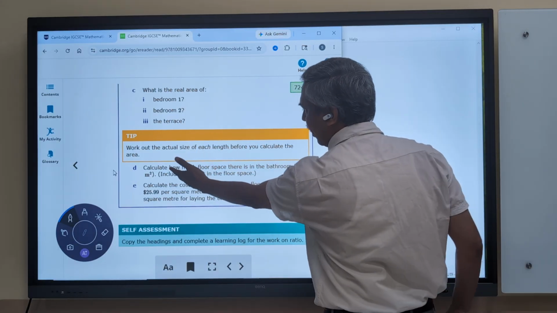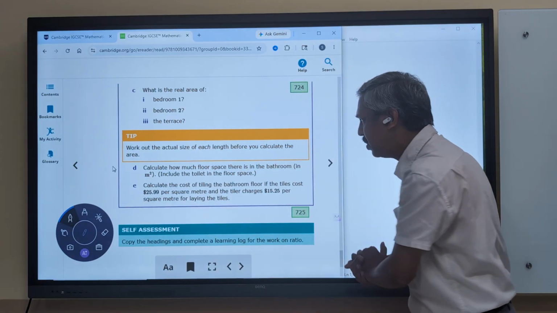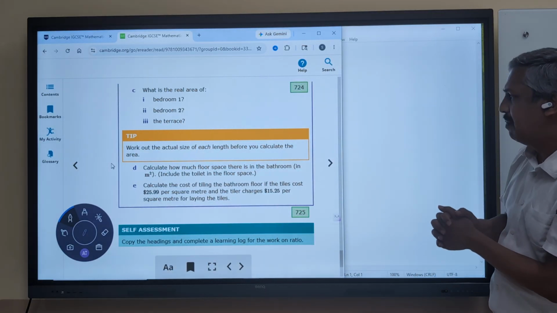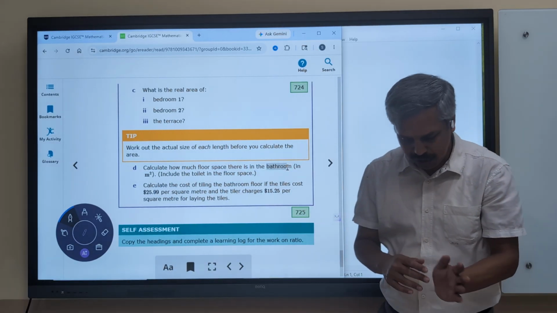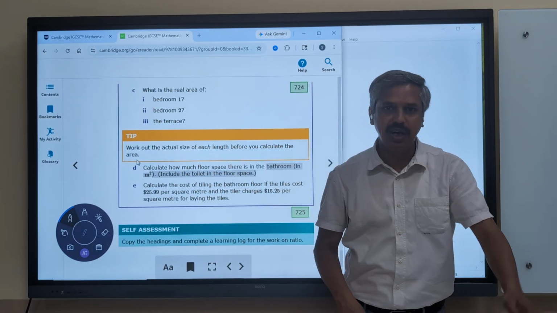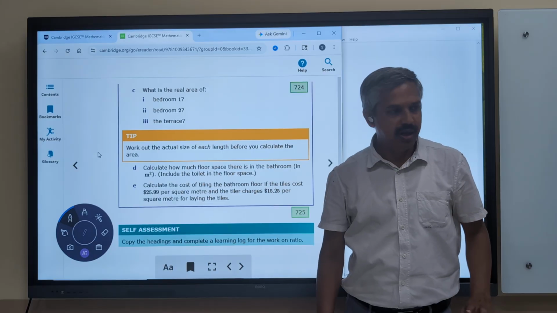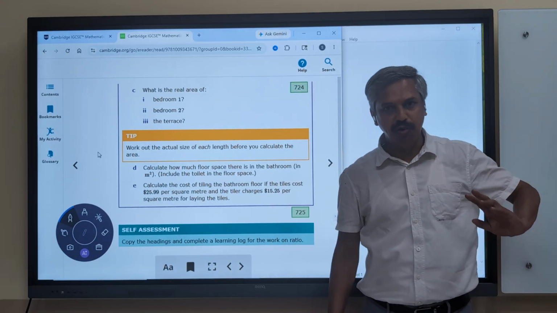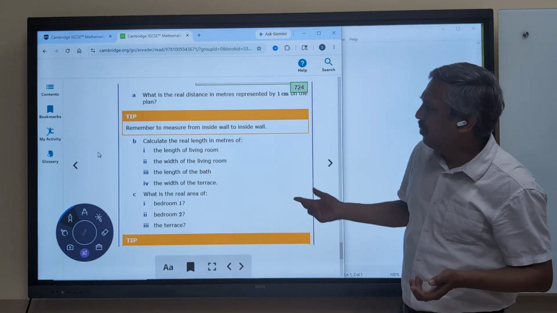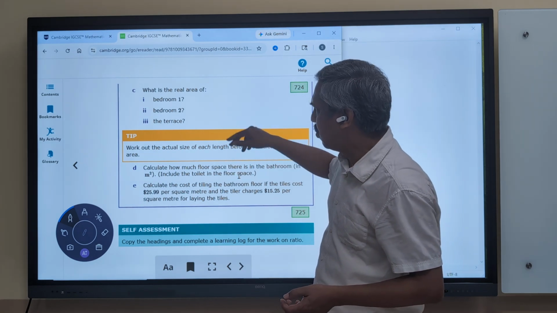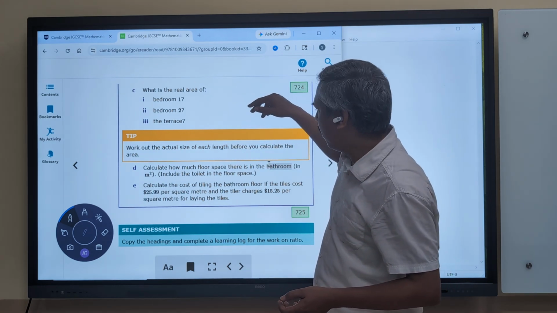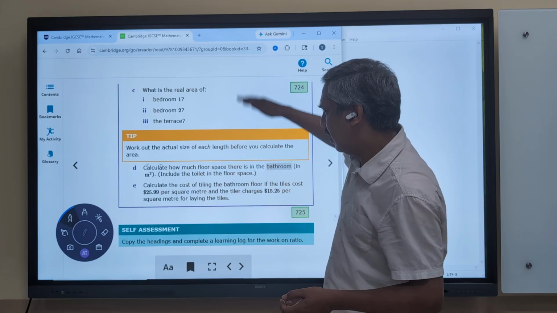The question B: calculate how much floor space there is in the bedroom in meters square. What is floor space? The floor space is the amount of space that we have to actually do the flooring. So we are excluding the thickness of the walls. And then how do we do that? We start from one edge of the room.